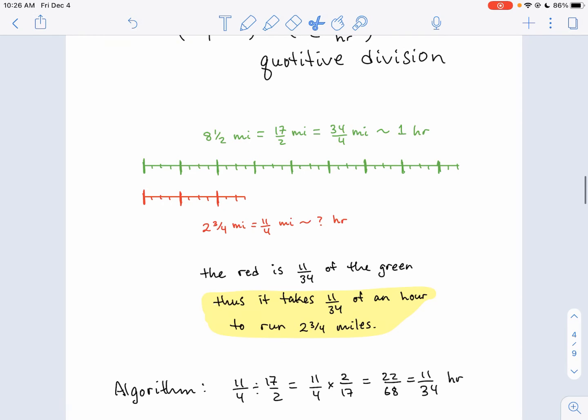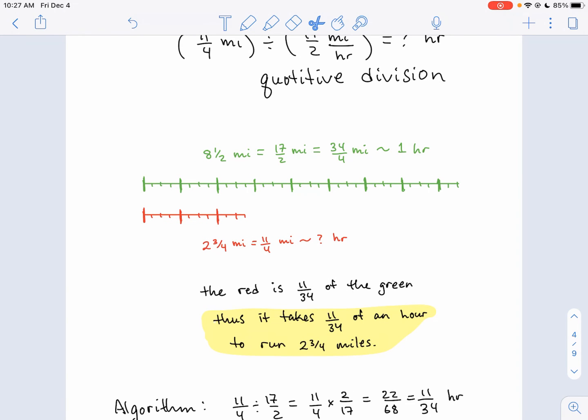Here we are. So we're starting with the green. That's our 8.5 miles, and it corresponds to 1 hour. And we want to scale that down to figure out how long the red is in terms of the green. Like, what would you multiply green by to get red? Well, whatever you multiply green by to get red is what you would multiply an hour by to figure out how long it takes to walk the red length.